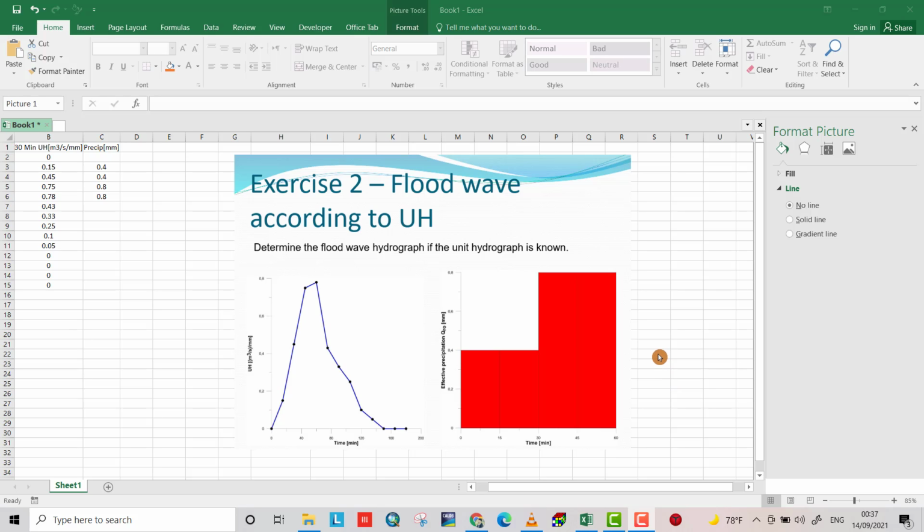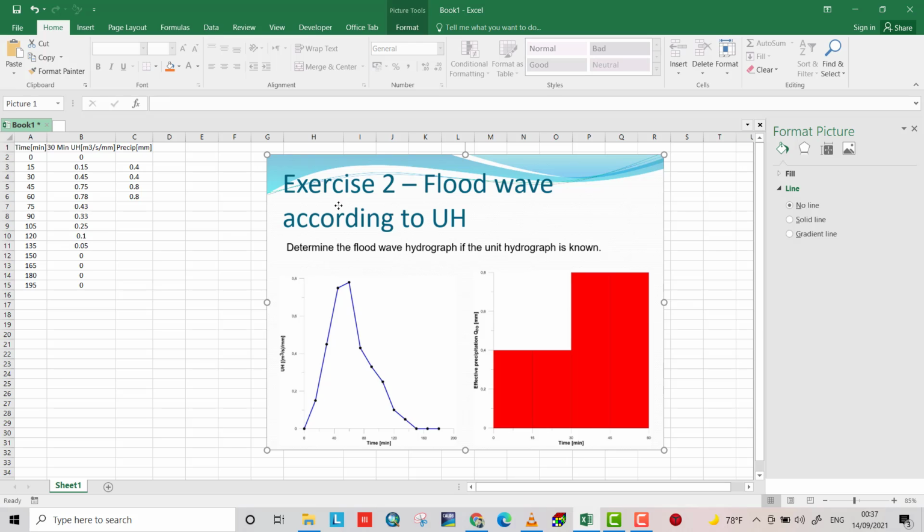Hi friends, in this tutorial I want to solve this exercise which asks us to determine the flood wave hydrograph if the unit hydrograph is known. That is the 30 minute unit hydrograph, and this is the precipitation we have. The data for precipitation is taken every 15 minutes, however the unit hydrograph is 30 minutes. Let us see how we can create a flood wave from the unit hydrograph.